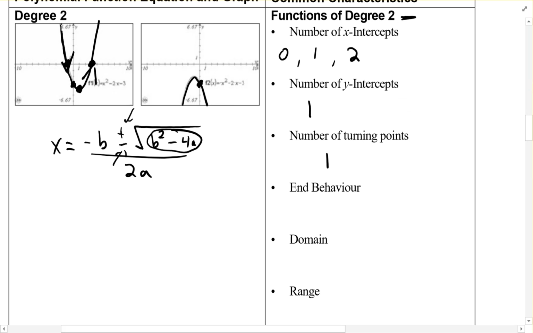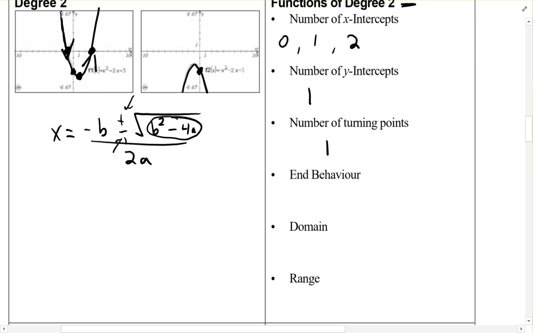Okay, end behavior. Well, it's always going to go either from quadrant 2 to quadrant 1, or it's going to go from 3 to 4.